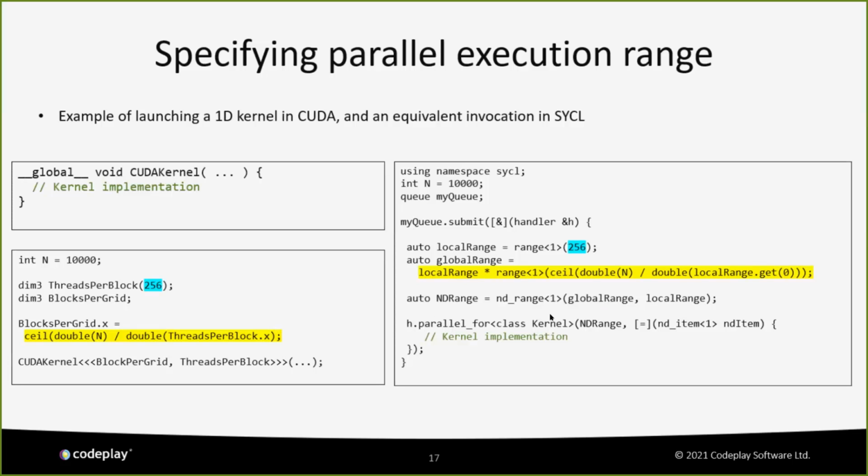Finally, we construct an ND range object from our global range and local range. And this is finally passed to the parallel for interface. And then here we have the kernel implementation, which takes the ND item object or type.